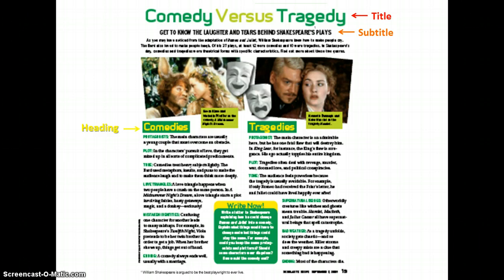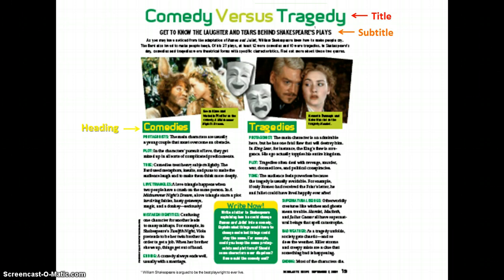Next, we have headings. You'll notice here that we have comedies, and tragedies is also a heading as well. These are going to help us to compare and contrast the different sections of this article. Now notice what is special about the headings. They have information underneath them, and they are formatted exactly the same. This helps with that organizational piece to let you know as a reader that when you see it again, you're going to start a new section with new information.